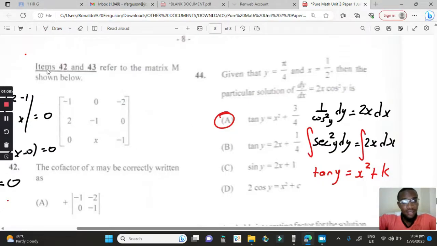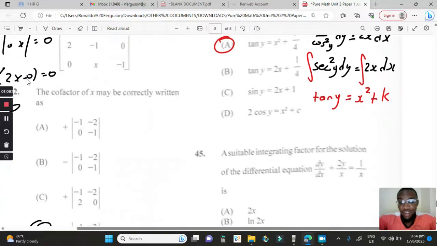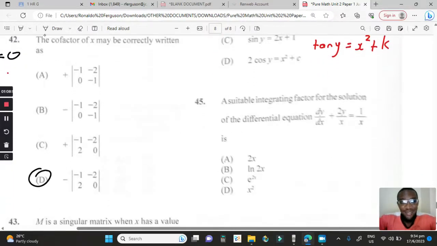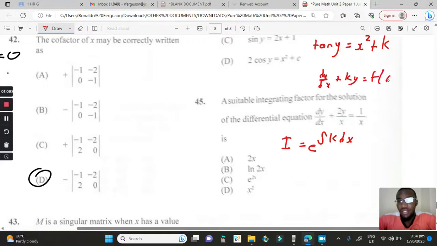Alright, last question, then we're through. 2021. So this one now, integrating factor. So first thing, integrating factor is e to the integral of k dx, when it's in the form dy by dx plus ky equal a function of x. So k is just 2 over x.